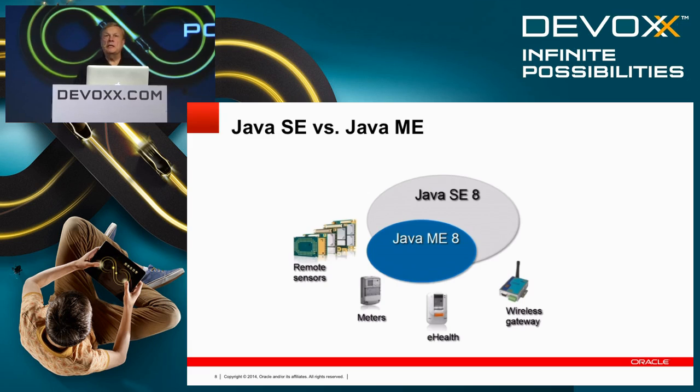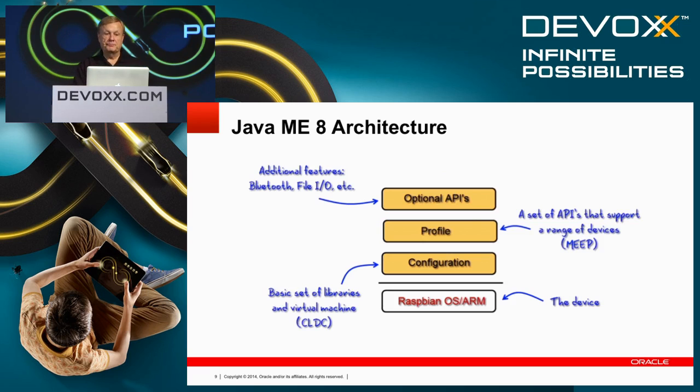ME is really great for smaller devices, like your remote sensors that could be 1 inch square, or the Raspberry Pi, or meters and things like that. So for embedded devices, all the things that we're talking about now in the Internet of Things, Java ME fits really well in that space, and developing on the Raspberry Pi helps you prototype and learn to code for the Internet of Things when you're dealing with Java.